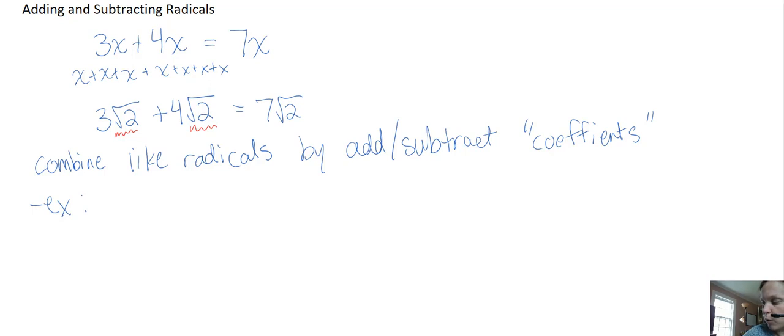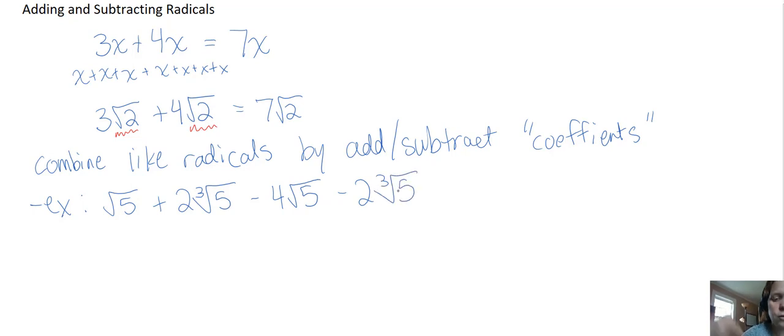So if I have square root of 5 plus 2 cube root 5 minus 4 square root 5 minus 2 cube root 5. So right here, there are radicals that all have 5 underneath the radical, but there's some square roots and there's some cube roots. So we cannot combine radicals unless they have the same root.